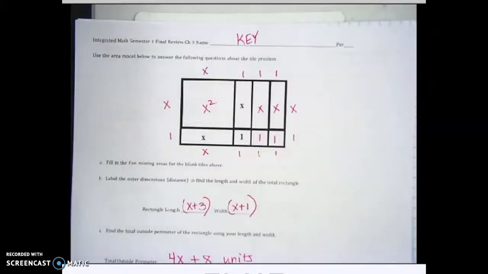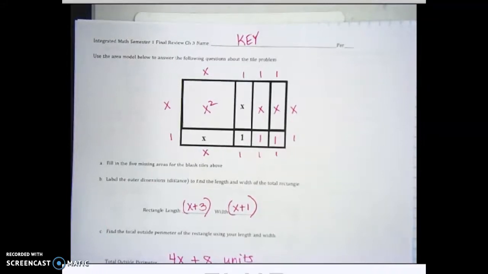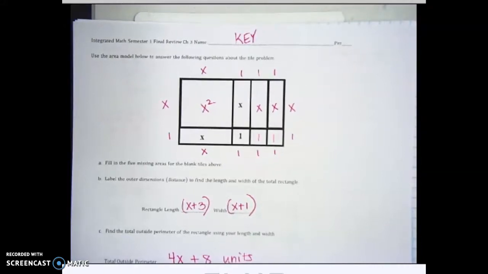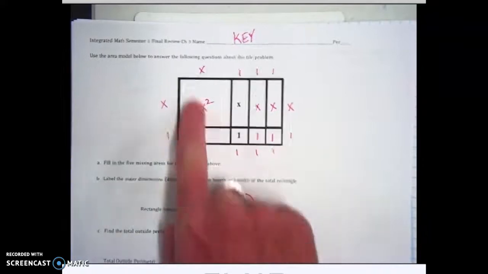This is the Integrated Math 1, Semester 1 final review for Chapter 3. I'm on page 1. Question number 1 on the front says, use the area model below to answer the following questions about the problem. So you're filling in the missing pieces.